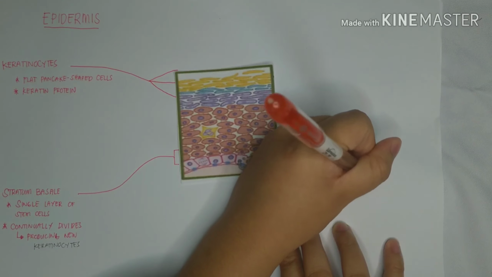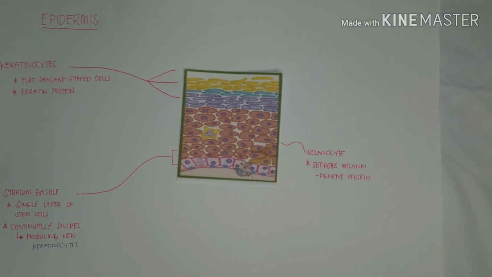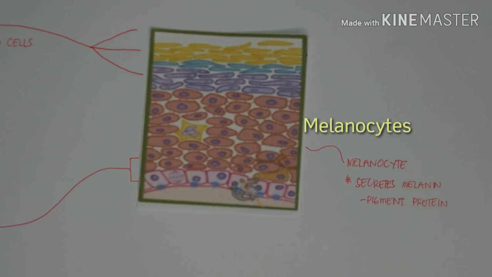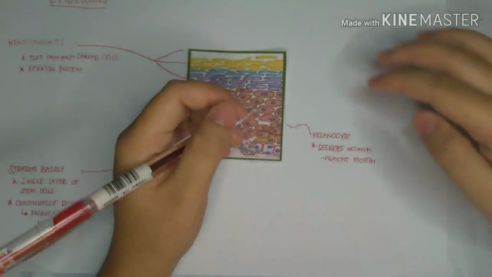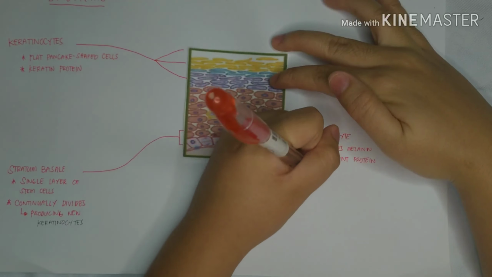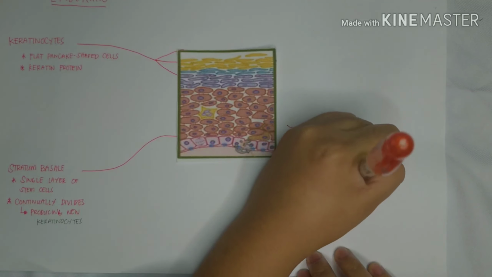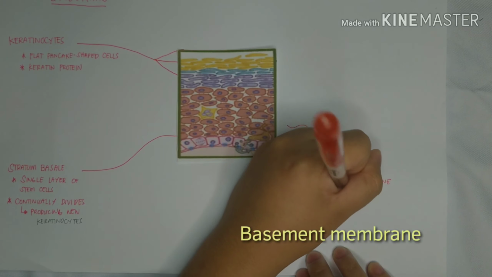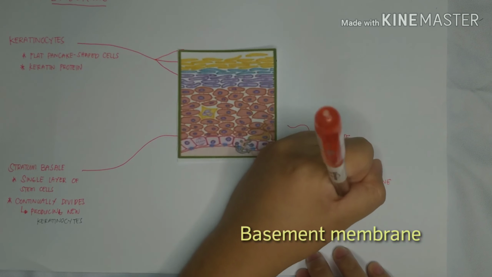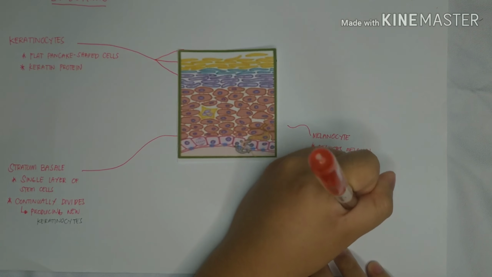The stratum basale also contains another group of cells called melanocytes, which secrete melanin. Melanin is a pigment protein or coloring substance. Below the epidermis is a basement membrane, which is a thin layer of delicate tissue containing collagen, laminins, and other proteins.